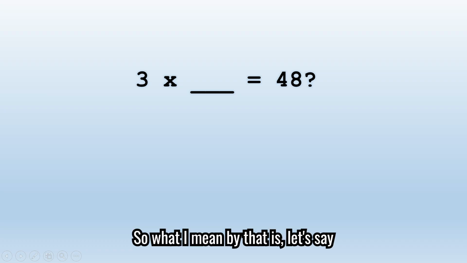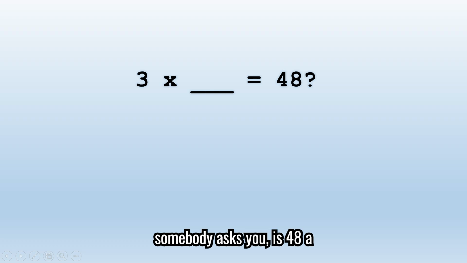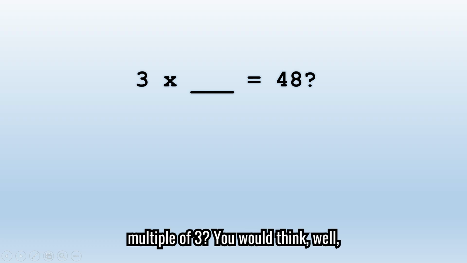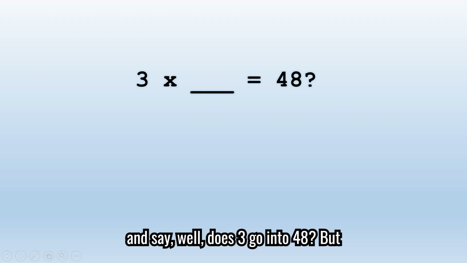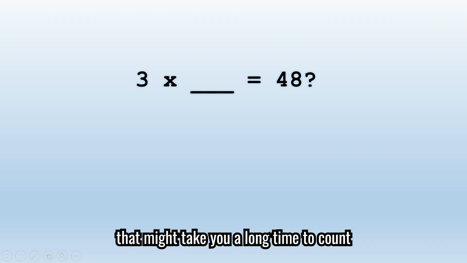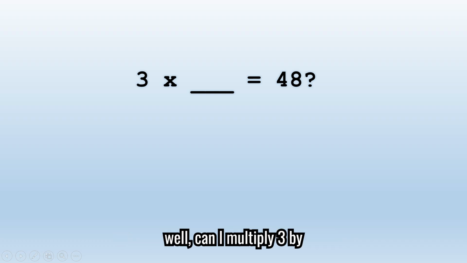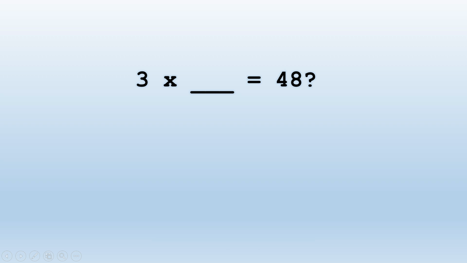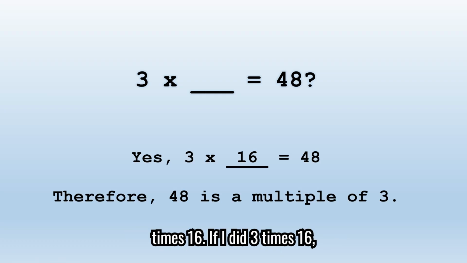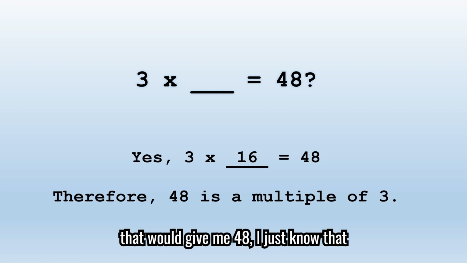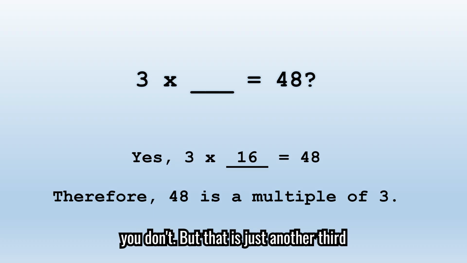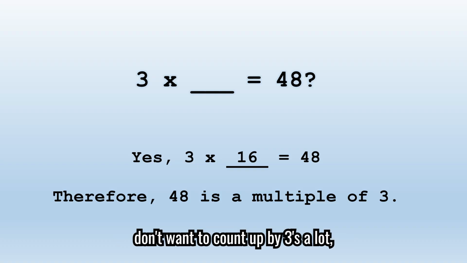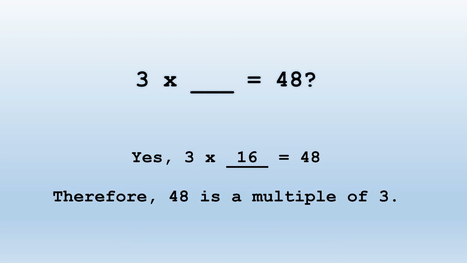So what I mean by that is, let's say somebody asks you, is 48 a multiple of 3? You could think about it the first way and say, well, does 3 go into 48? But that might take you a long time to count up. So you could also think about it, well, can I multiply 3 by some number to get to 48? And the answer is yes. You could do 3 times 16. If I did 3 times 16, that would give me 48. I just know that off the top of my head. That's okay if you don't. But that is just another third way you could think about it, in case you don't want to count up by 3s a lot.